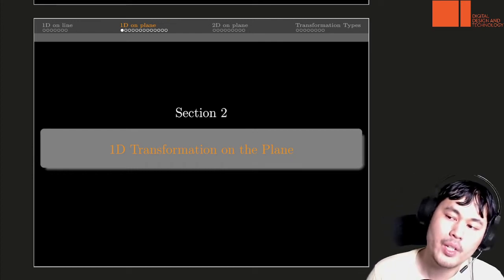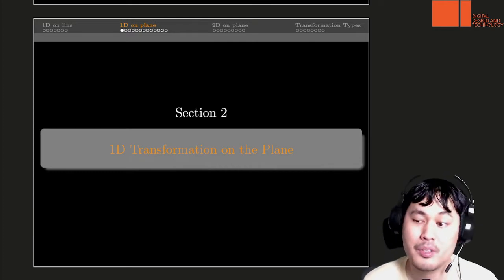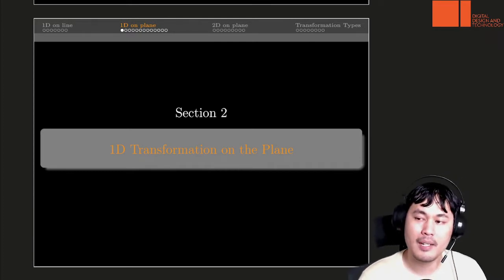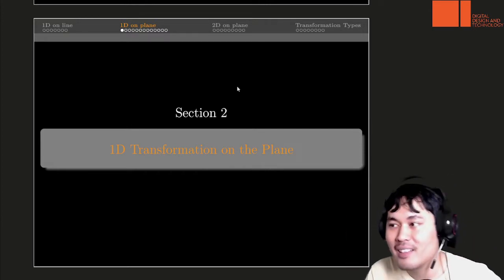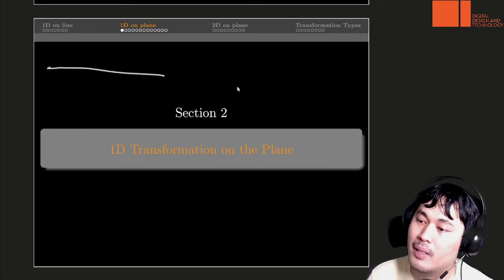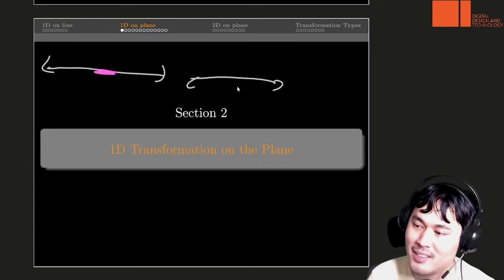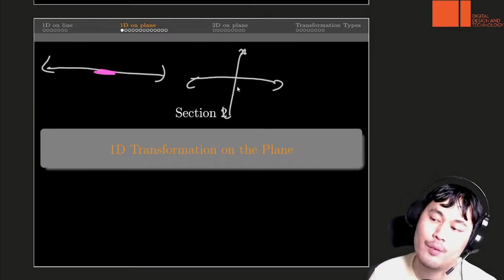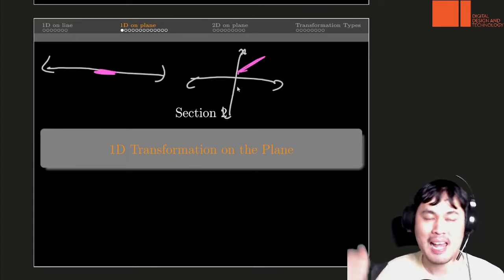In section 2, we're going to learn how we can still perform the same transformation of a one-dimensional object, which is a line, on the plane. In the first section we learned about transforming a line on a line, this case is the pink line. But in the second section, we have a plane now. We are living in 2 dimensions, but we transform a line.